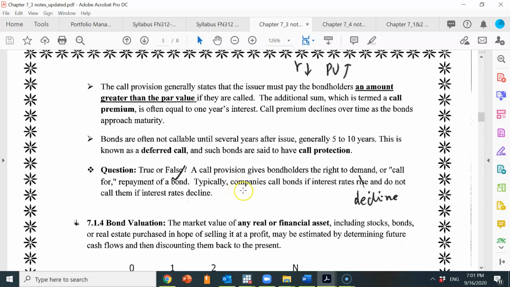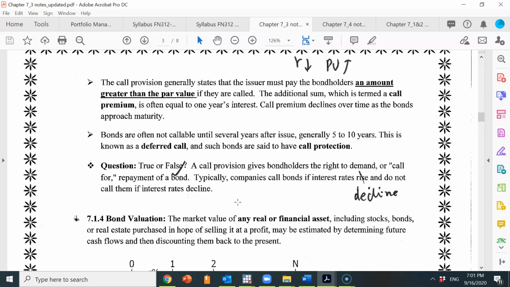The companies call bonds if interest rates decline. Usually if the market interest rate declines, then the company could call back the current bond and refinance in the market at a lower rate. That's why they would like to call back the bond, even though they would have to pay a higher call price than the par price. But they would not call back the bond if the interest rate increases. Otherwise, they would have to refinance the money in the market at a higher rate.